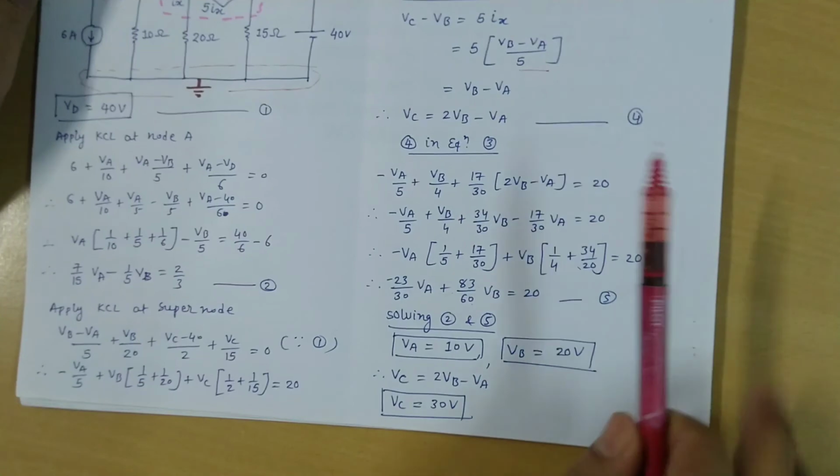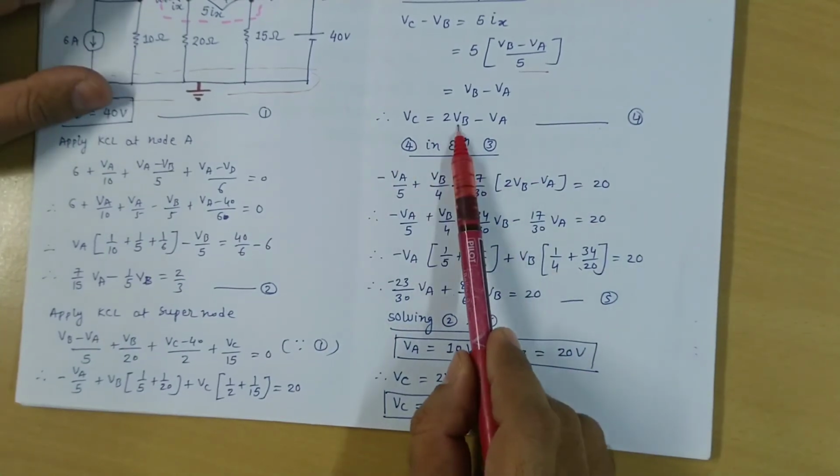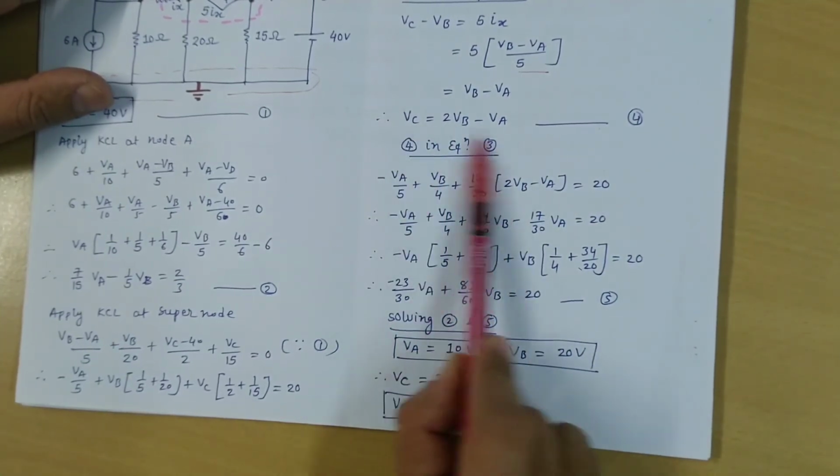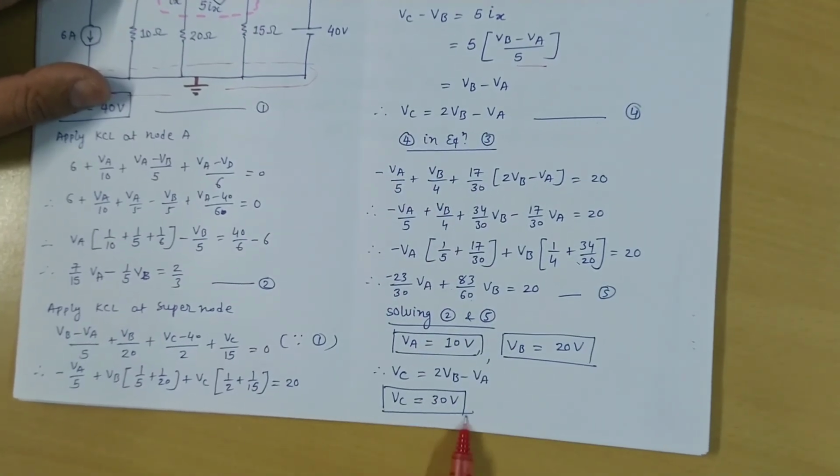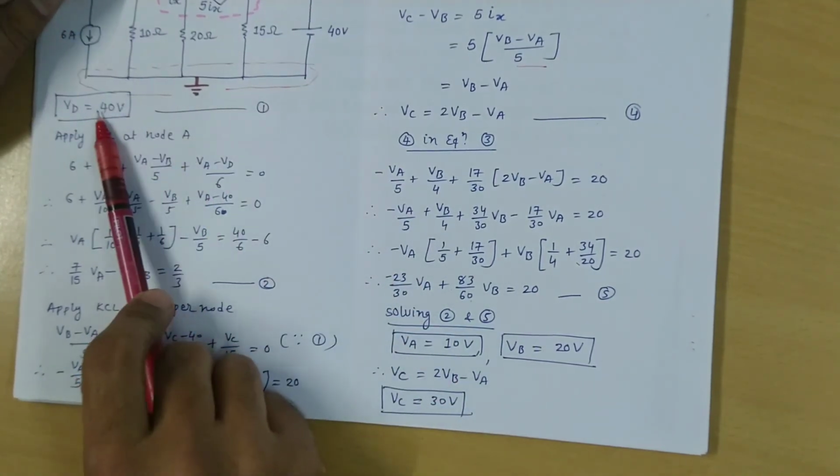Now for VC, we have this equation, equation number 4. In equation number 4, we will substitute the value of VA and VB. So we will get the value of VC is equal to 30 volt. And VD we already know it is 40 volt.